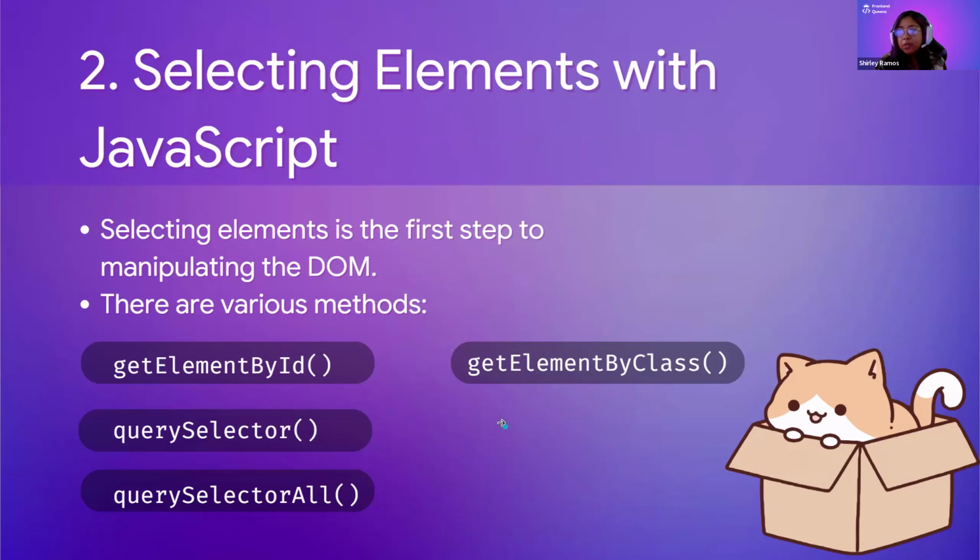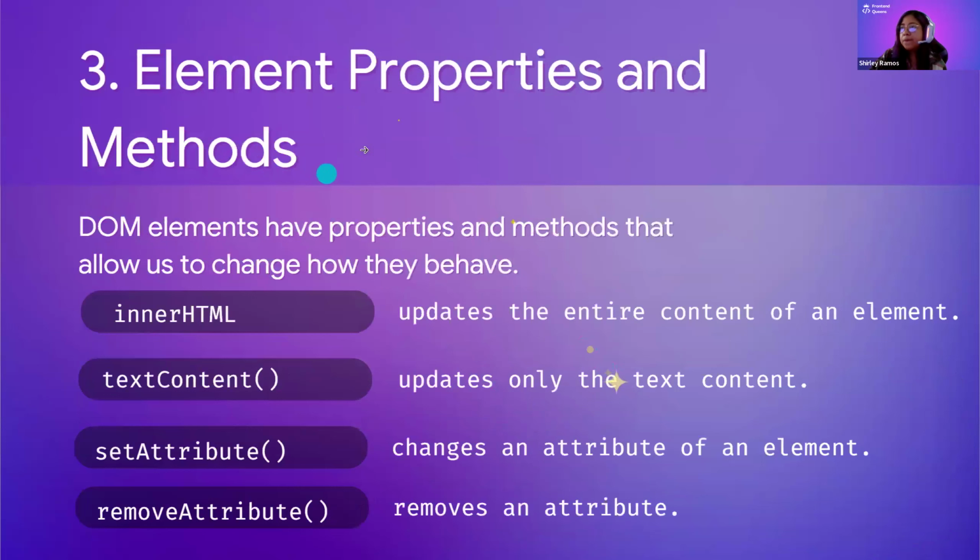And the next one is get element by class. In this case, it's similar to the ID, but you can select an element from the HTML using only the class name. Okay, the next part will be the element properties and methods.